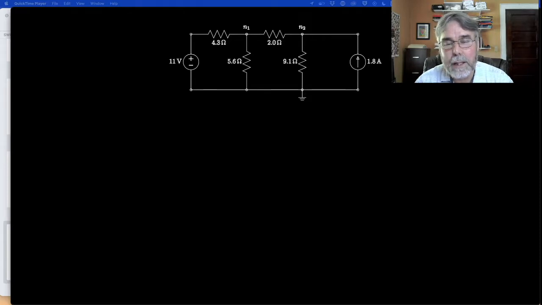We'll look at each mesh. We'll write down Kirchhoff's voltage law for each mesh, but we're going to write it down in such a way that it automatically satisfies Kirchhoff's current law. So let's take a look at how that works.